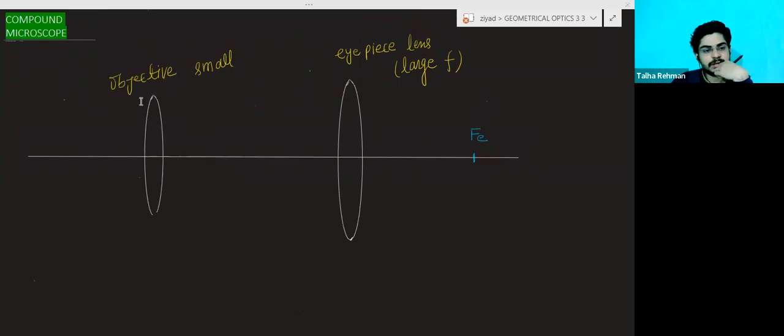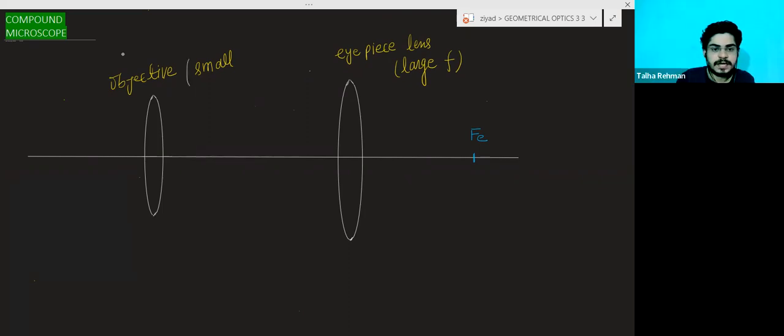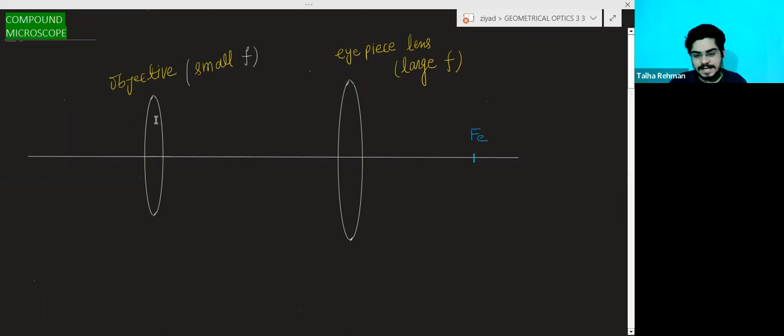In the case of a compound microscope, there are two lenses, two convex lenses. One is a small objective lens, another is a large eyepiece lens. This objective lens has a small focal length, or you can say a small aperture. This is the eyepiece lens, which, as compared to the objective lens, has a large focal length.